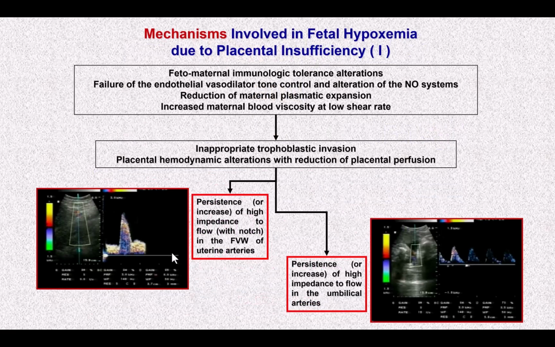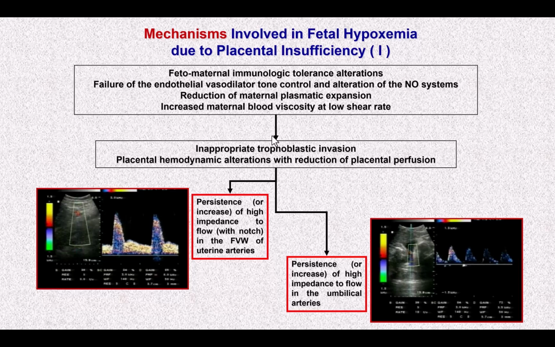years ago. As I told you, placental insufficiency produces an inappropriate trophoblastic invasion and placental hemodynamic alteration with reduction of placental perfusion, that produces a persistence or increase of high impedance to flow with notch, the protodiastolic notch, in the waveform profile of the uterine artery. And from the fetal side, we can see a persistence or increase of high impedance to flow in the umbilical arteries.